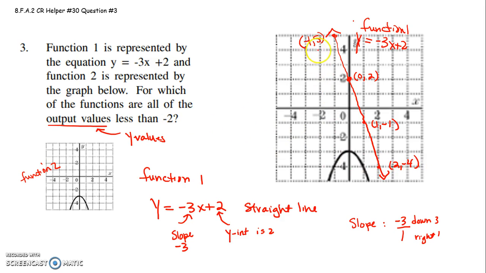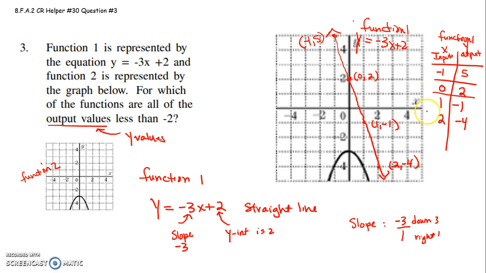And the question is, are all of the y values less than negative 2? So for function 1, we can call them input, oh my gosh, output. Sorry, my lines are terrible. If I had an input value of negative 1, because input is x, output is y, the output is 5. If I have an input value of 0, the output is 2. If I have an input value of 1, the output is negative 1. If I have an input value of 2, the output is negative 4.